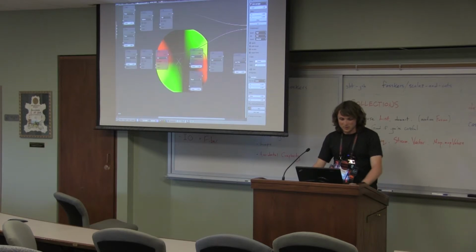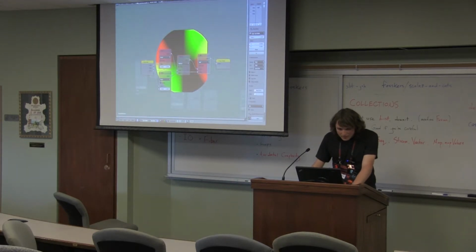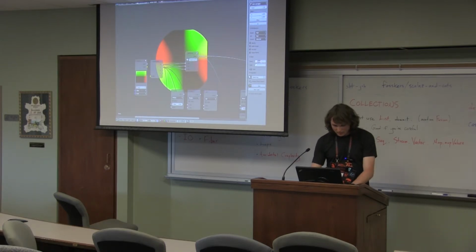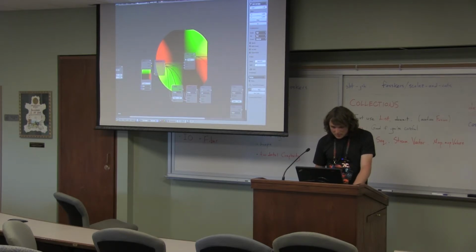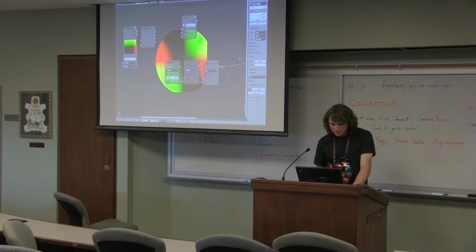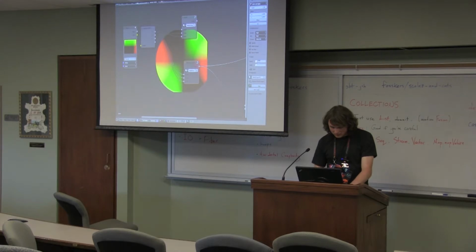So we're going to build some groups here. So this group will be the group that creates the next x value. And then these nodes down here create the next y value.